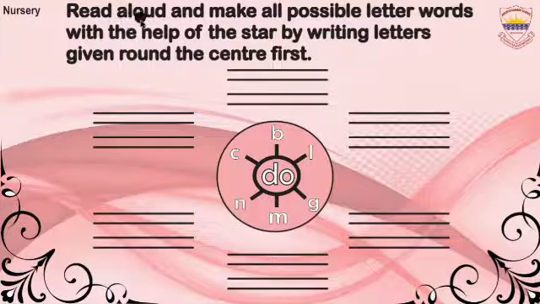Read aloud and make all possible letter words with the help of the star by writing letters given round the center first.